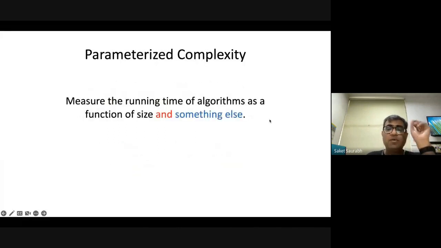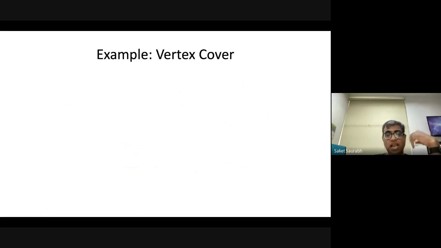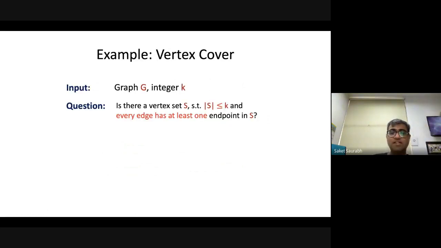Okay. So what is parameterized complexity? It's like measuring the running time of an algorithm as a function of size and something else. It is largely applied to NP hard problems, but it can also be applied in other settings like approximation algorithms and polynomial time algorithms. Let's look at an example for vertex cover. You have a graph G and an integer k, and the question is: is there a vertex set S such that every edge has at least one endpoint in S?